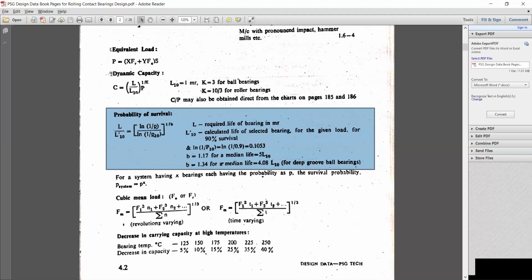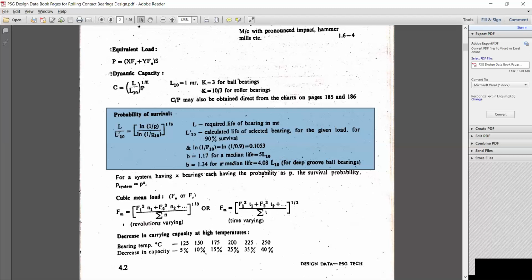Now first of all, we need to calculate the value of L98. You can note L98 divided by L10 also, or L divided by L10. L का मतलब क्या है इस equation में, that is probability of survival or life of bearing of 98% probability of survival in a million revolution.